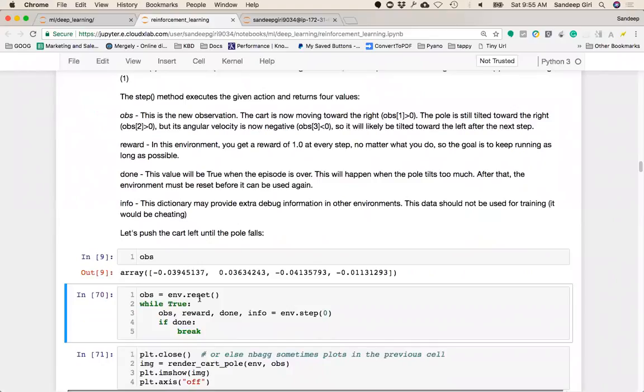So here it shows that it's a new observation. If the first value, this one, is greater than 0, that means the cart is moving to the right. The pole is tilted towards the right if this value was positive. But in this case, since it is negative, that means it is tilted towards the left. The angular velocity is now negative. This is angular velocity, so it's likely going to be tilted more to the left. The angular velocity is also towards the left, as in negative, which is anti-clockwise, and this angle is also to the left. Therefore, chances are it's going to fall to the left.